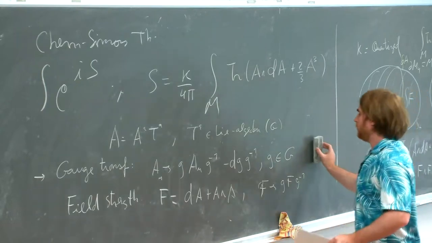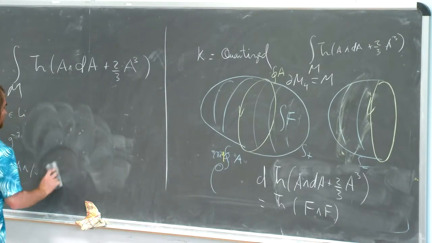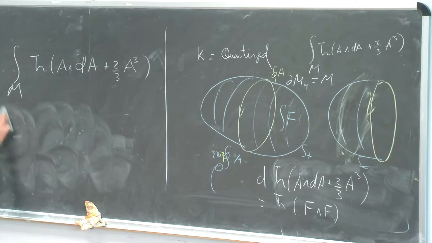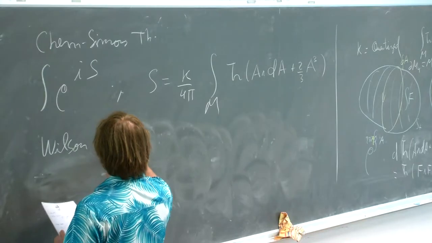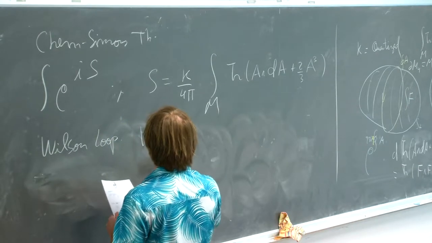Then you can compute, because there's no metric in this theory, there's only connections, there are only two types of observables you can compute. One is the partition function, obviously. And the other one is the Wilson loop that was already introduced. So the Wilson loop, I'll just review, called W_R.